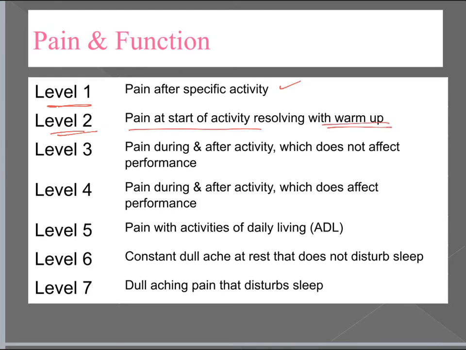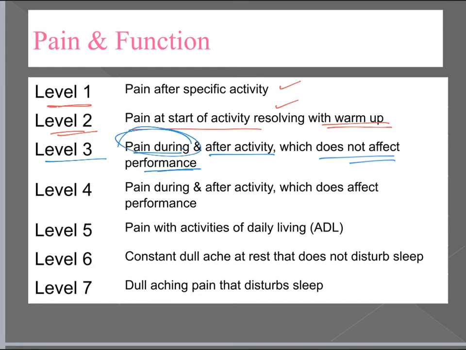right? So this patient is still pretty functional. Why? Because the reality is if we do a warm-up before they actually go participate, they can still compete at a high level, right? Your level 1 and your level 2 still can compete at a very high level, and you won't see a decline in their performance, right? With our level 3, they have pain during and after activity, right? It doesn't affect their performance, but they still have pain during.